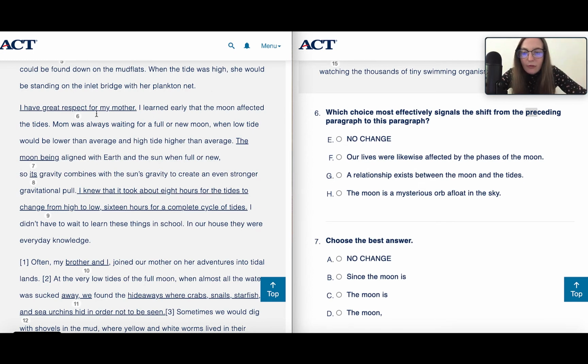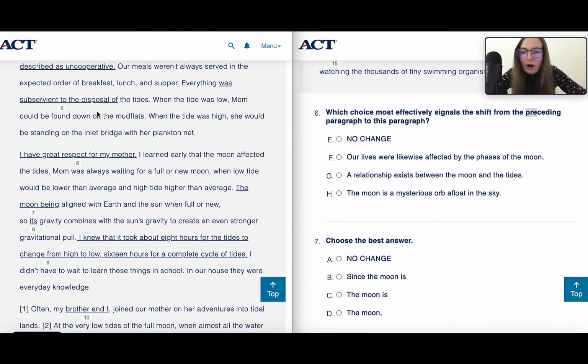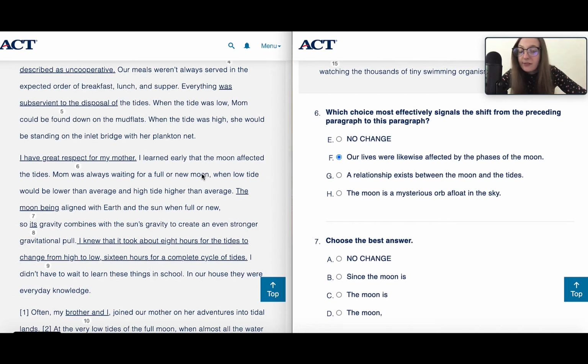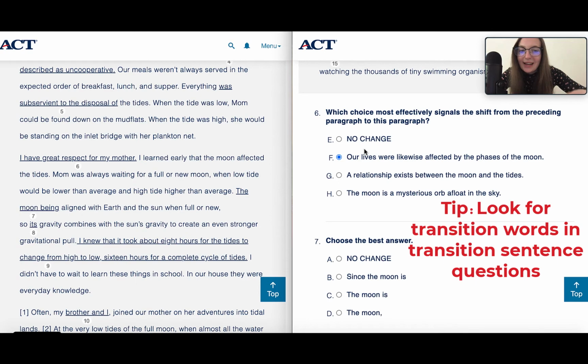So looking at E, "I have great respect for my mother." It's not talking about his or her relationship with their mom, so it can't be that. F, "Our lives were likewise affected by the phases of the moon." Well, in the previous paragraph, they were talking about how their lives were affected by the tides, and here they're also talking about the significance of the moon in the mom's work schedule. I also really like the word likewise because that does link to the preceding paragraph, because it's drawing a comparison between what they just talked about. So we really like to see transition words in these questions when they ask us to signal a shift or transition from one paragraph to the next.